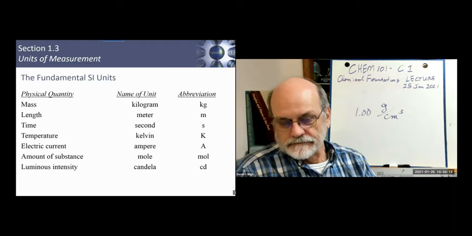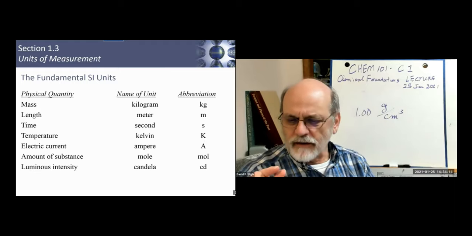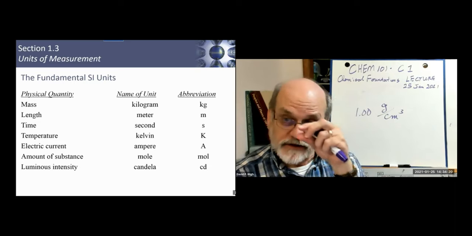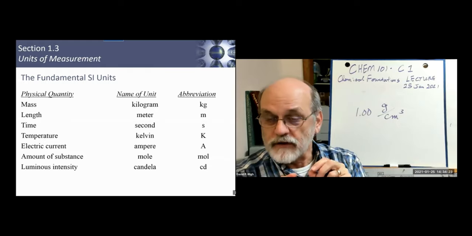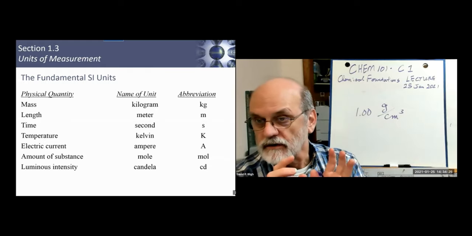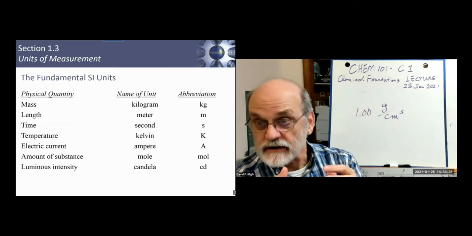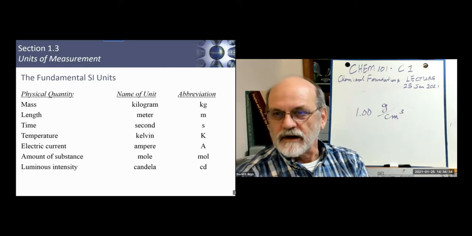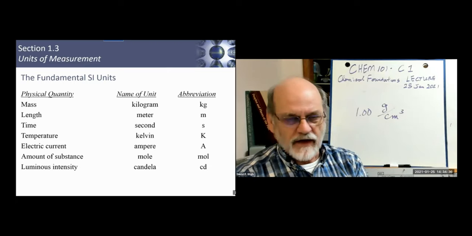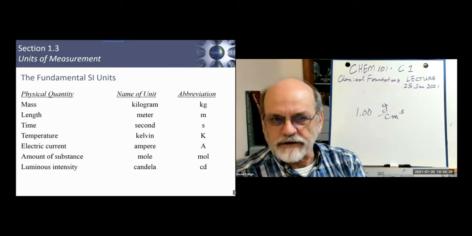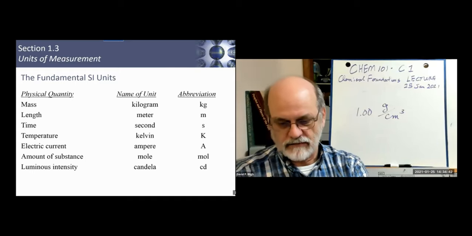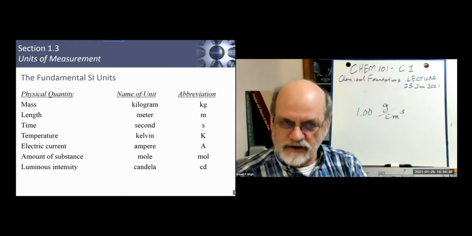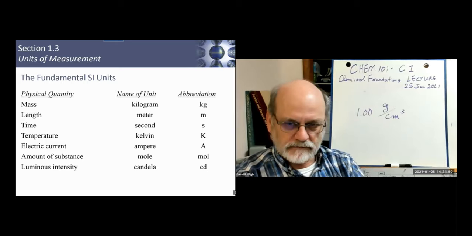The gram is inherited from alchemy, but it's a very small amount, right? So what happens if you have this platinum iridium cylinder and it's only that big? If you accidentally scratch it or it corrodes, then the percentage difference in its original weight is huge, and that'll never do. So it was decided we need something bigger. The gram's already here. So our fundamental unit is going to be 1,000 times that gram, the kilogram. So that's why the kilo is part of the fundamental unit for mass.